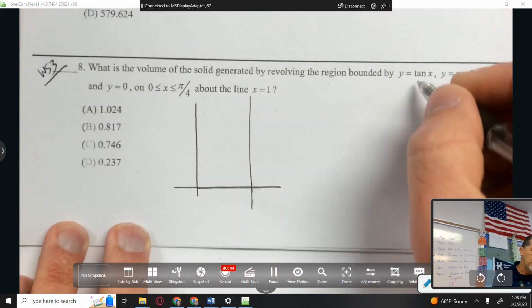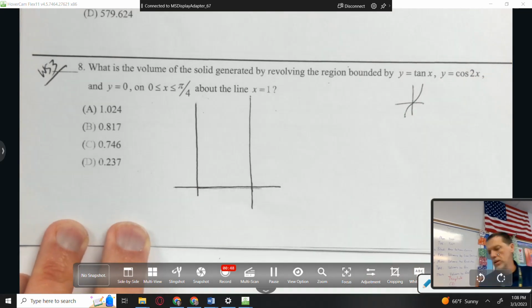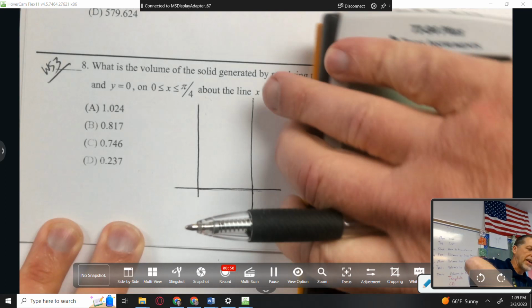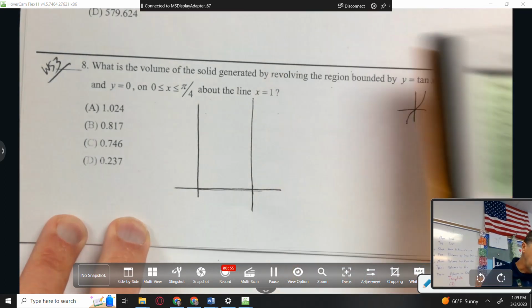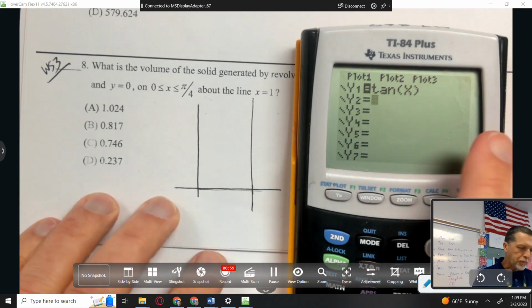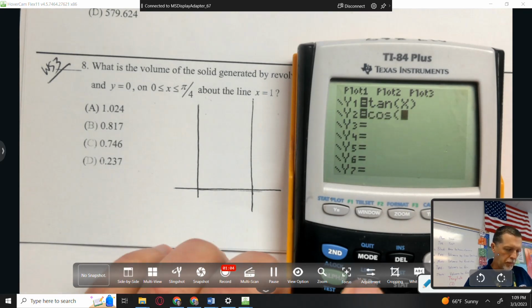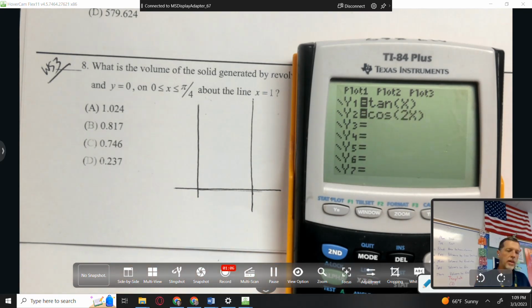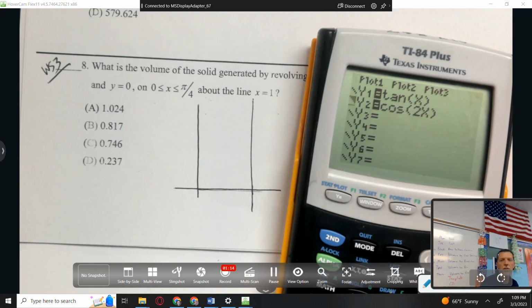Tangent. I know roughly what tangent looks like. But I've got a calculator, so let's not mess this up. Let's just go to the calculator. So y equals tangent of x, and y equals cosine of 2x. I could change the weight of these lines, but I know what tangent and cosine generally look like, so I'm not really worried about being able to tell them apart.